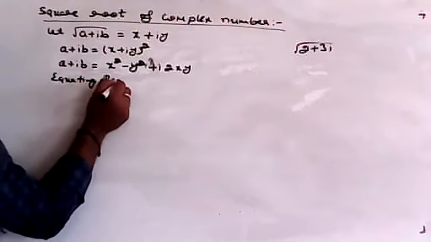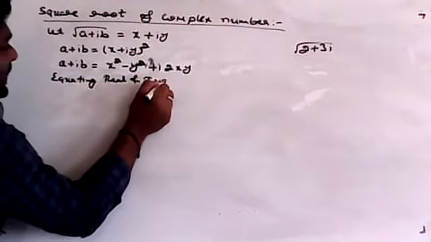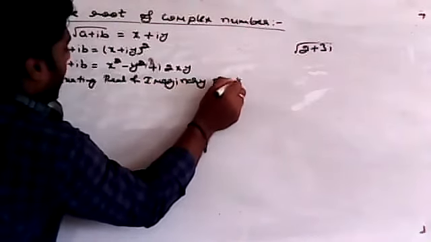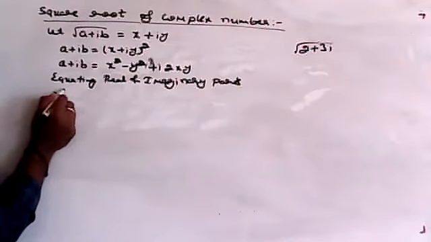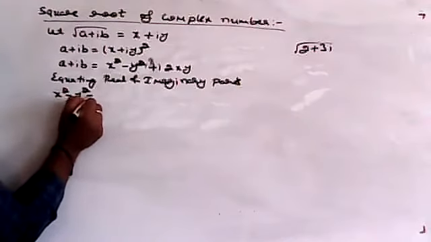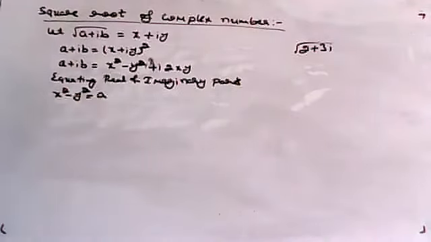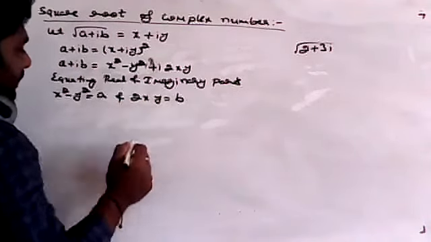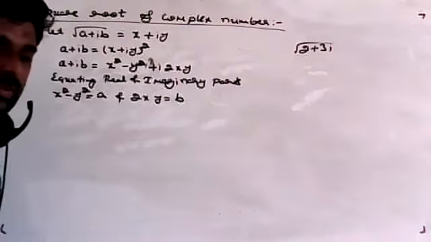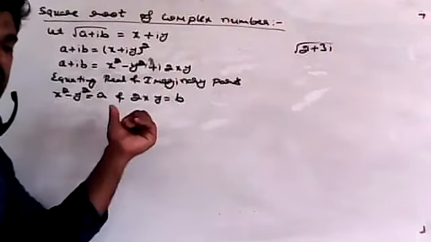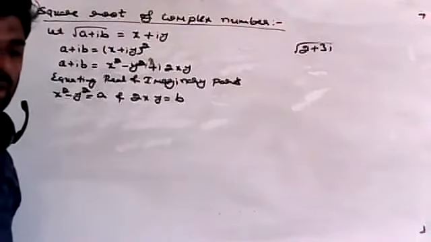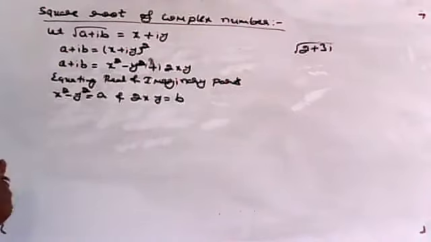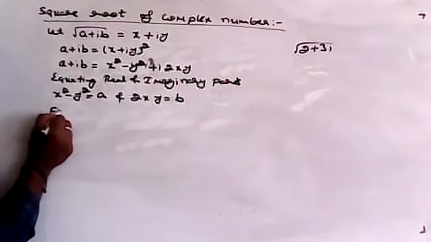Then equating real and imaginary parts, what do we get? x square minus y square is equal to a, and 2xy is equal to b. So x square minus y square is equal to a, and 2xy is equal to b. Then now we have to find in this.